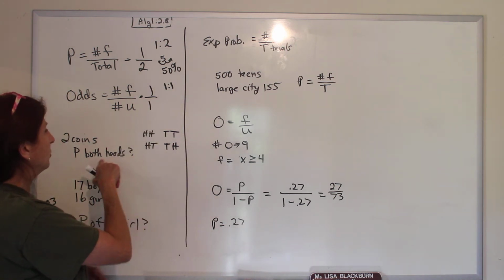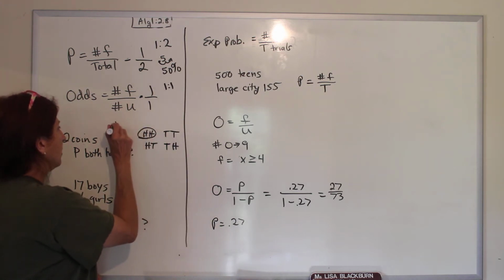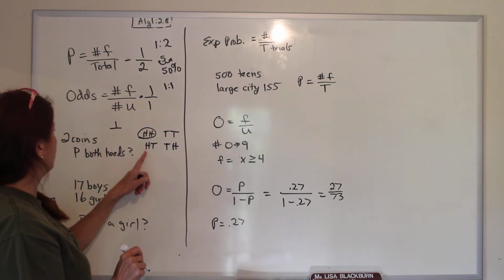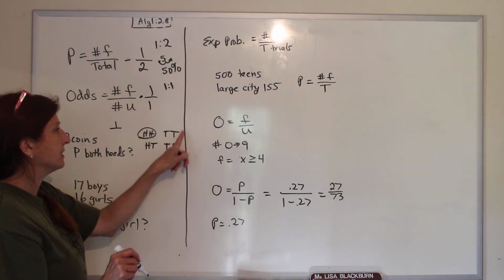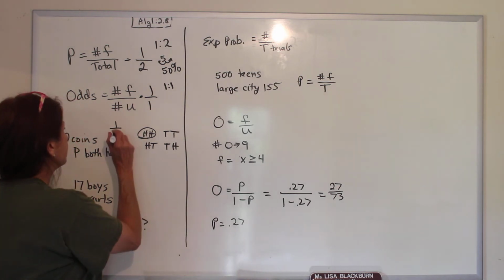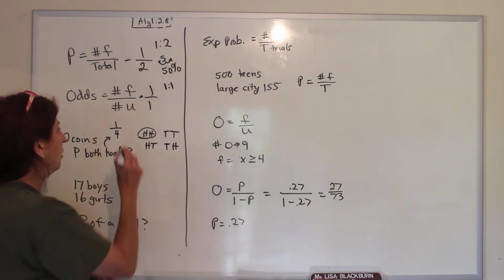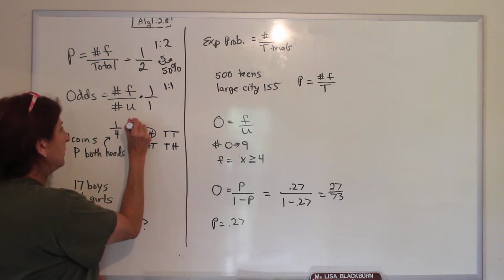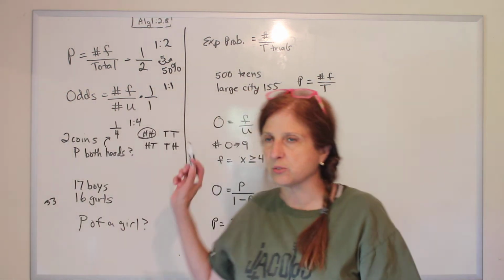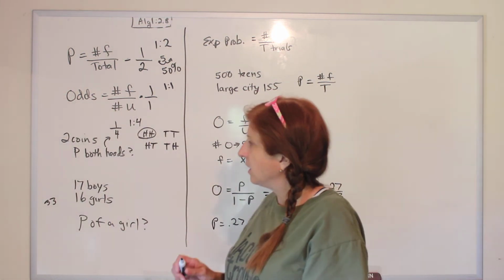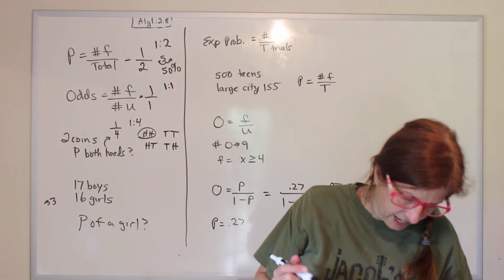So the favorable outcome is this one, and there's 1 favorable outcome. And the total number of outcomes, because it's probability, is 4 different scenarios. So the probability that they're both heads is 1/4, or you say 1 to 4. The colon is read "to", 1 to 4. Okay, so that was in your book, if you're following along, example 1A.